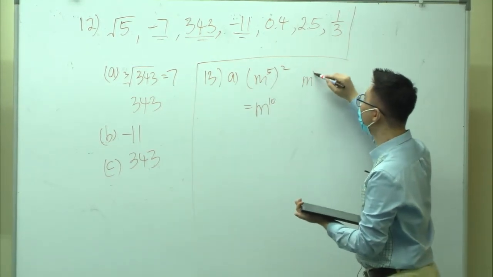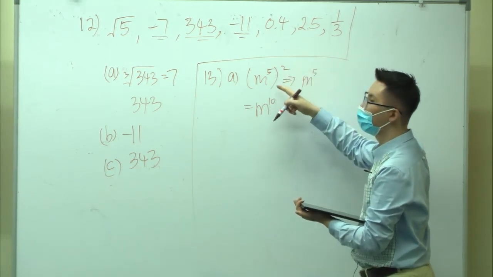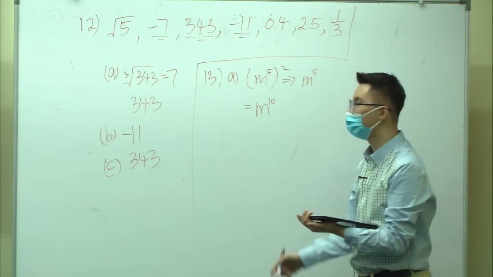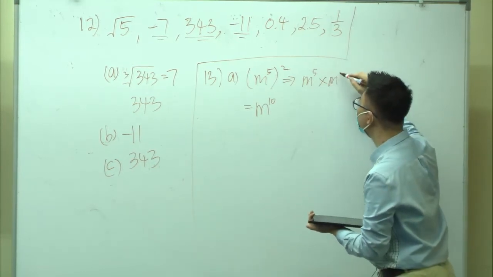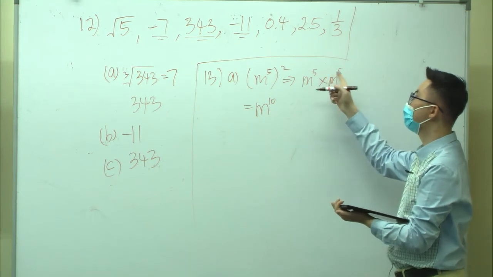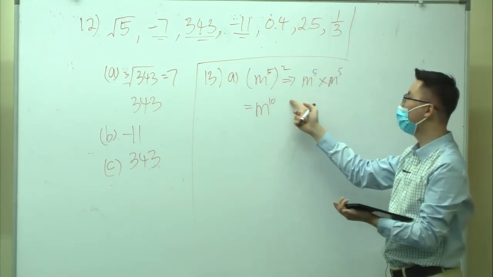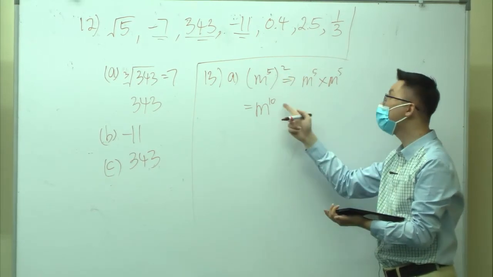m to the power of 5. This one simply means m to the power of 5, because it's squared. Squared means what? Times itself again, m to the power of 5. So from here, you know the power is just repeated 2 times. So you take 5 times 2, you get 10. That's why you take 2 times 5, you get 10.